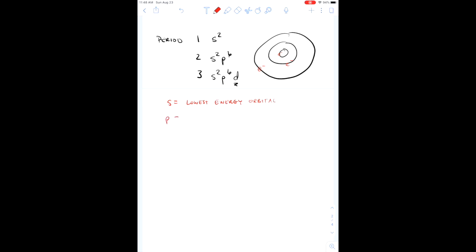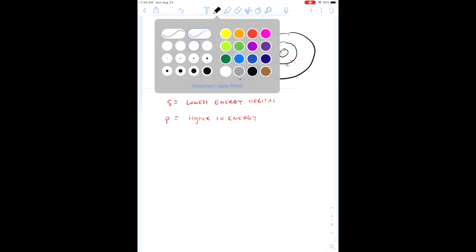Okay, and just remember also that s is the lowest energy orbital and is closest to the nucleus, while p is just higher in energy than the s. That's pretty much all we need to know about these guys. Just a refresher as to what they look like.